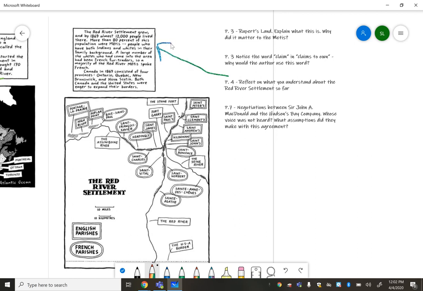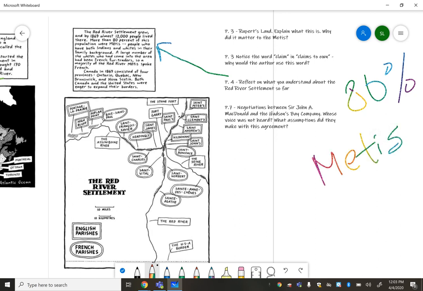The Red River settlement grew, and by 1869, almost 12,000 people lived there. More than 80% of this population were Métis. So I'm going to make a note of that. This is the kind of thing that you're going to make notes about on your notes or in the planning document. Okay, 80% of those people were Métis.